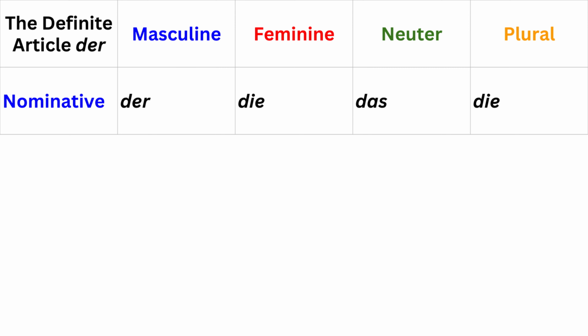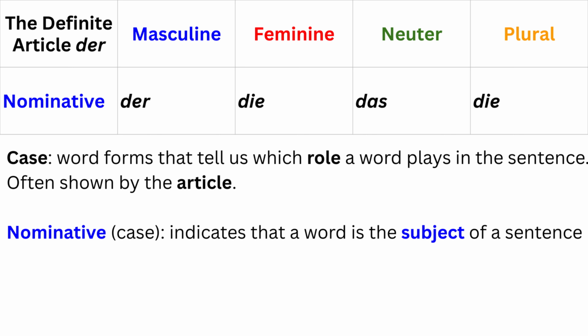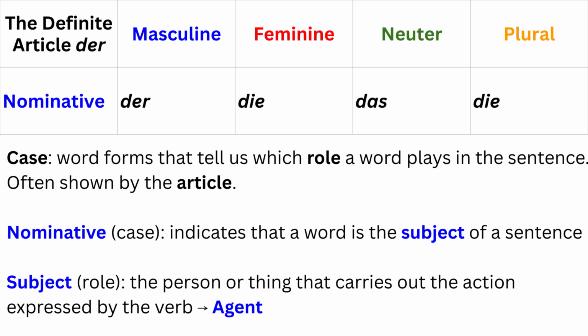This row contains the nominative forms of the definite article. The nominative is one of German's 4 cases. Cases are word forms that tell us which role a word plays in the sentence. In German, they are usually shown by the article. The role indicated by the nominative case is that of the subject. The subject is the person or thing in the sentence that carries out the action expressed by the verb. Therefore, you can equate the subject to the agent.